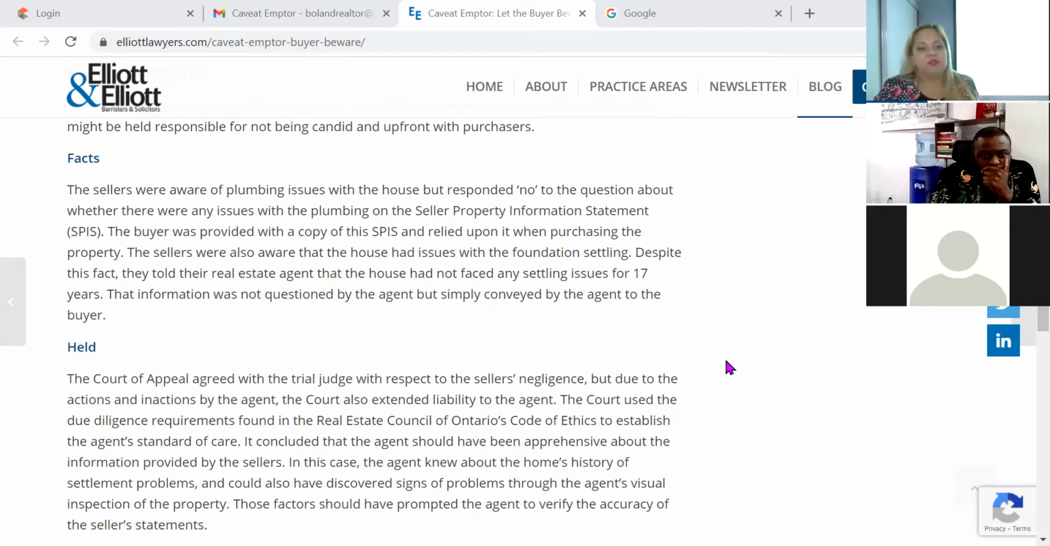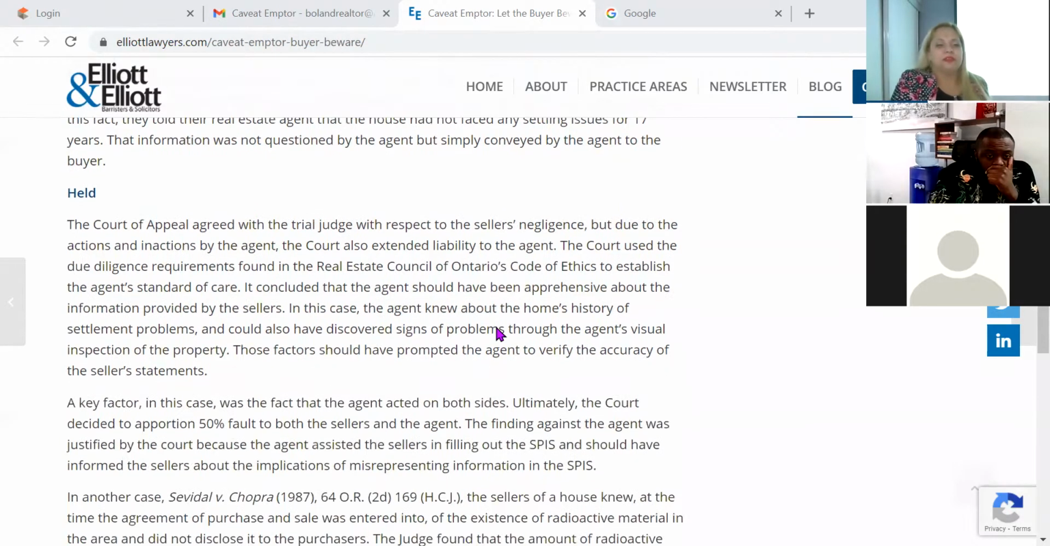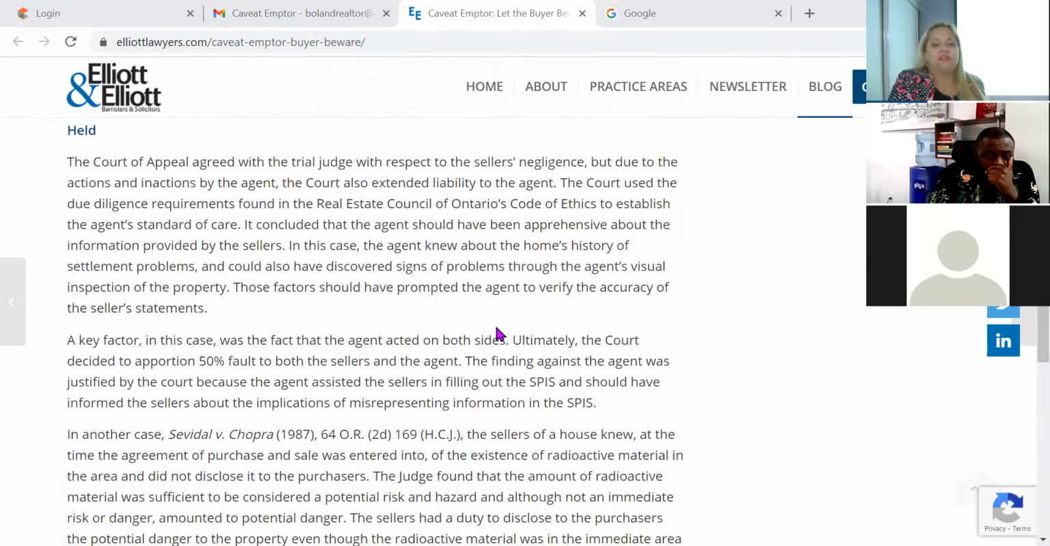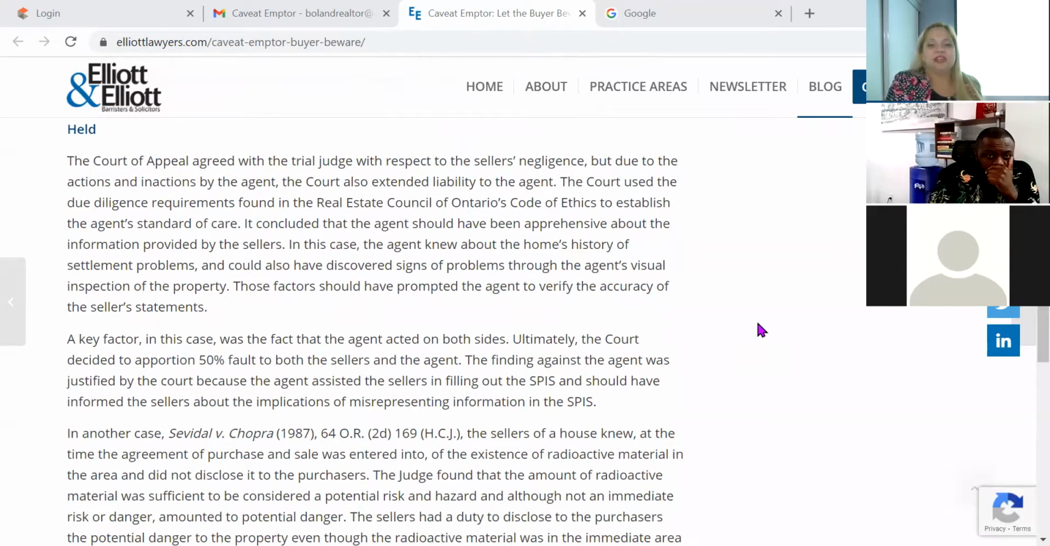The sellers were also aware that the house had issues with the foundation settling. Despite this fact, they told their real estate agent that the house had not faced any settling issues for 17 years. That information was not questioned by the agent, but simply conveyed by the agent to the buyer. So the Court of Appeal agreed with the trial judge with respect to the seller's negligence, but due to the actions and inactions by the agent, the court also extended the liability to the agent.